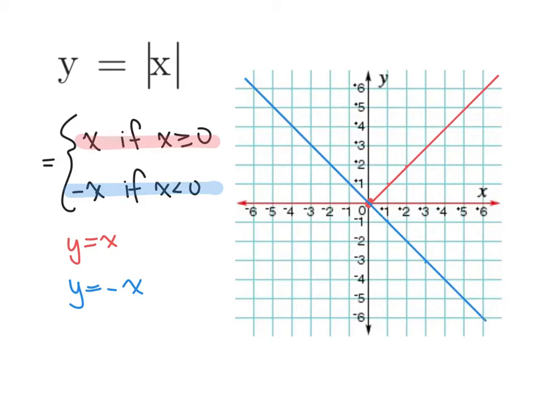That line will look like this. Of course, that's only when the x-coordinate is less than 0, so for the negative side of the x-axis, which means we're going to erase this part. And we see that the shape of the absolute value is going to be this very distinctive V shape. It comes to a very sharp point at the vertex, which in this case is at the origin.